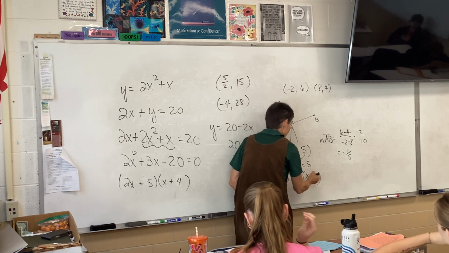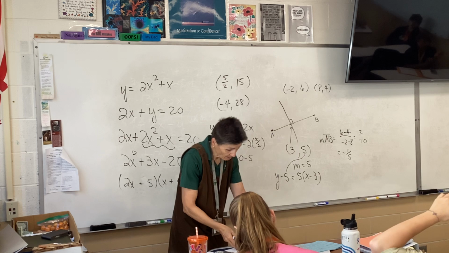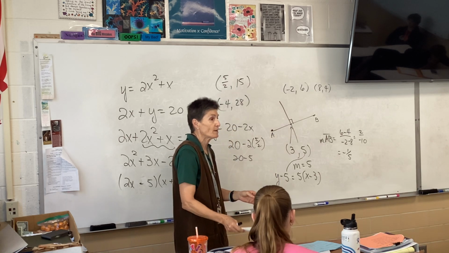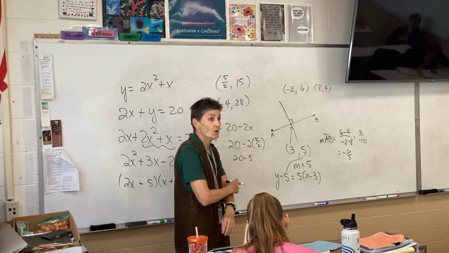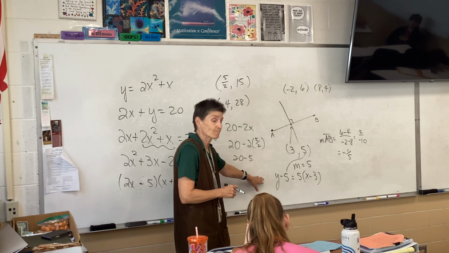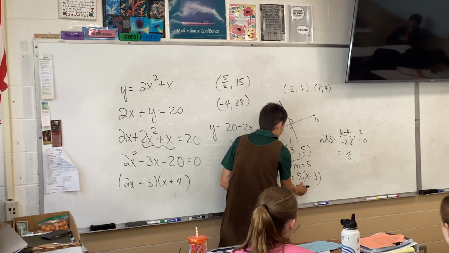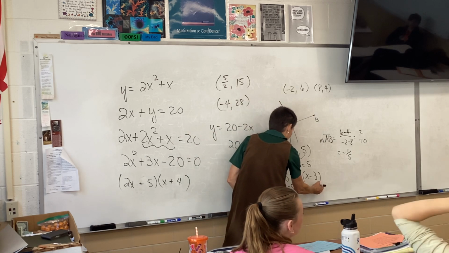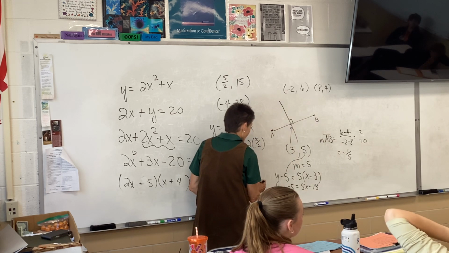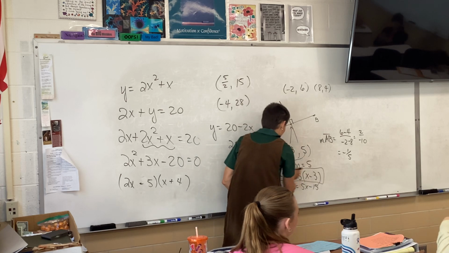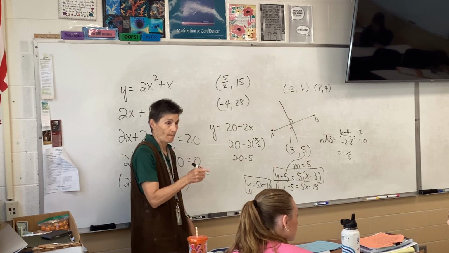x minus 3. Now, does the problem tell me how to write the equation of my line? It doesn't. So, is that all right? Perfectly fine. You could also, if you preferred, add the 5 over and get y equals 5x minus 10. So either one of these would be perfectly okay.